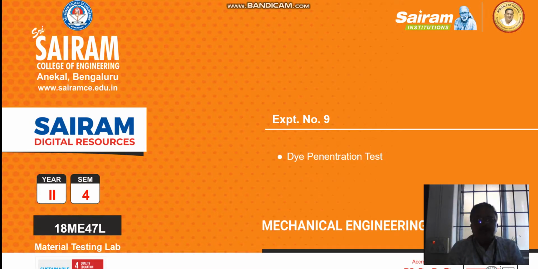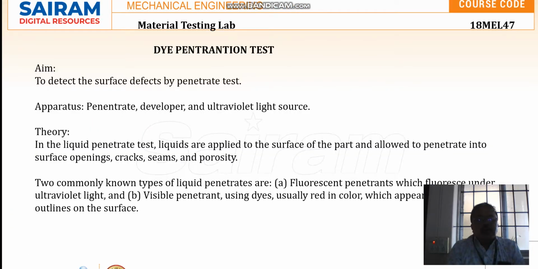Good morning, friends. Now we are discussing the experiment dye penetration test in material testing lab. The aim of the experiment is to detect the defects on the surface of the given specimen by penetrant test. Apparatus used are penetrant, developer, and the UV light source.